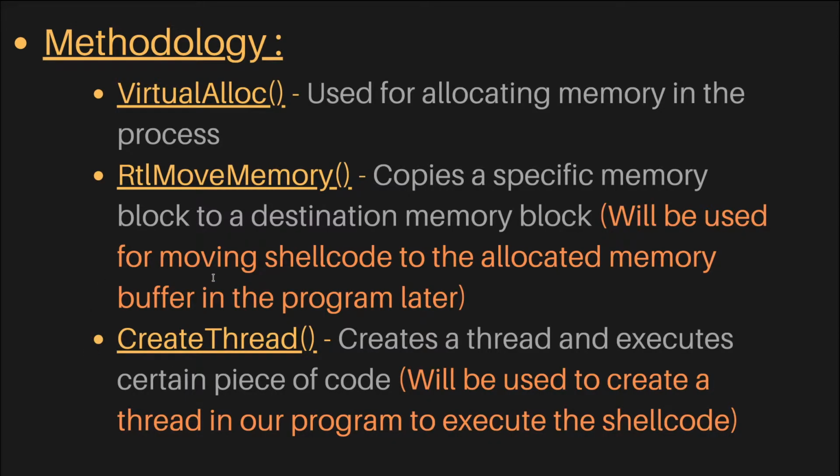But for today's video, we'll simply create an array in the same file, and we'll declare our shellcode over there. After declaring the shellcode, we simply allocate some memory in the process address space. Basically, we allocate some bytes in the process where later on we'll move the shellcode to that specific memory block which we allocated. And the memory allocation is done using the VirtualAlloc function.